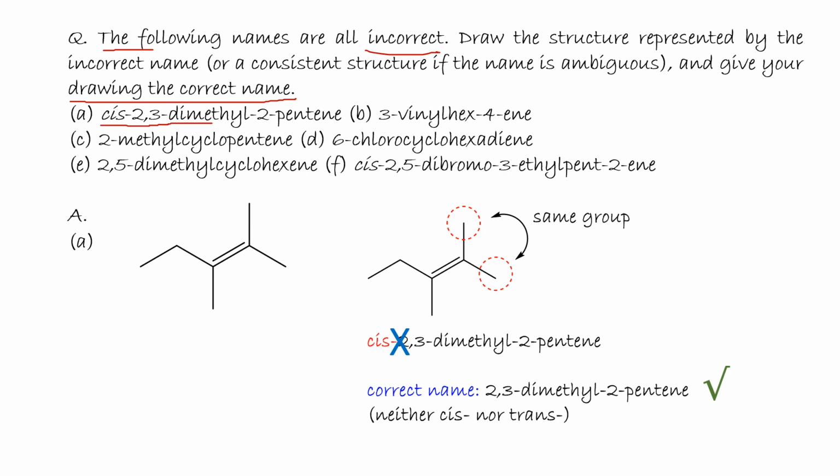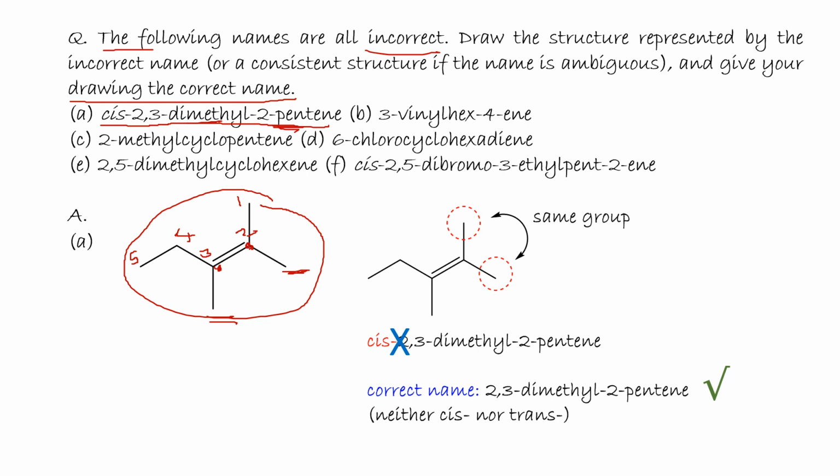Cis 2,3-dimethylbenzene. According to the name, we can draw this structure. It's 1, 2, 3, 4, 5. So it is 2-benzene, okay, 2,3-dimethyl, benzene.